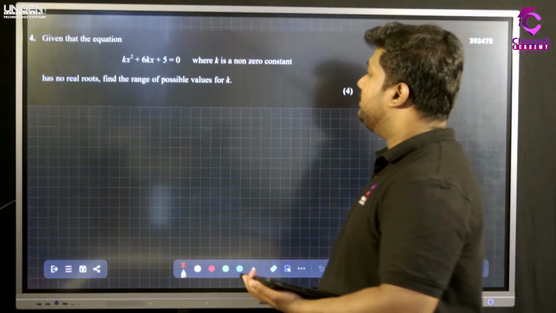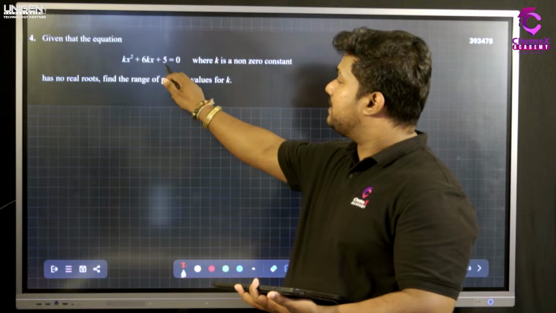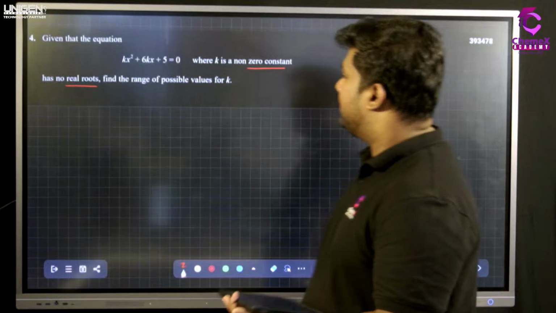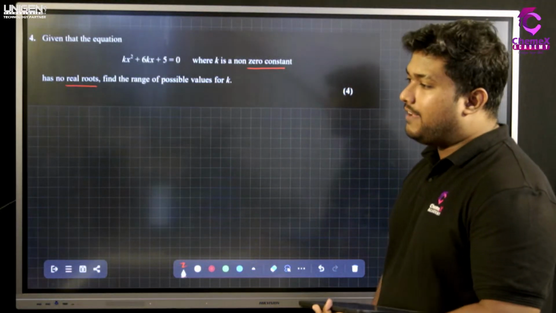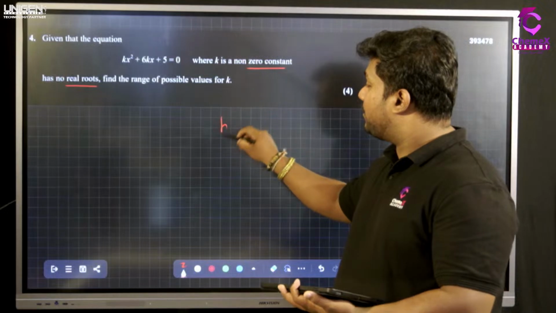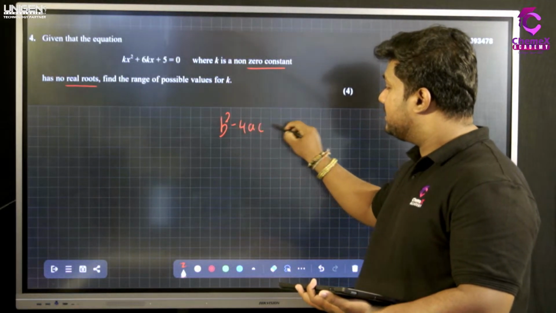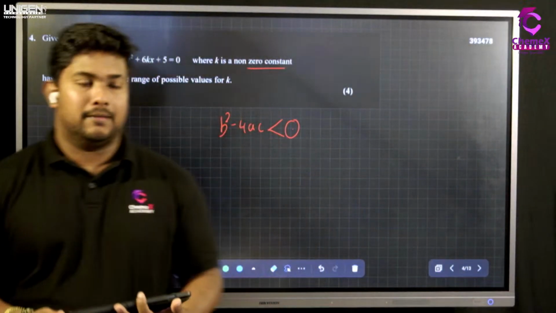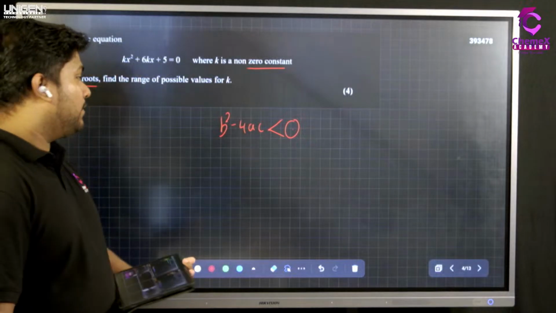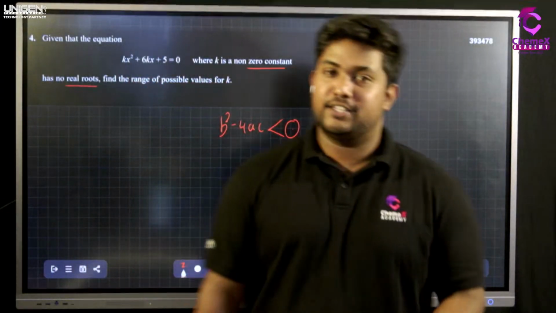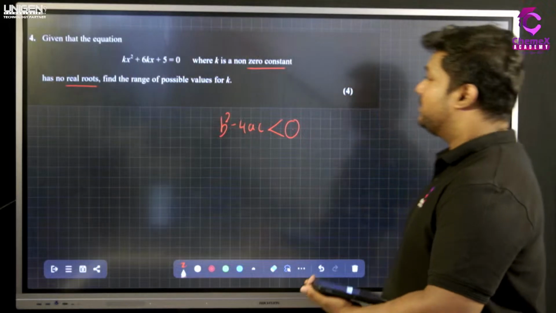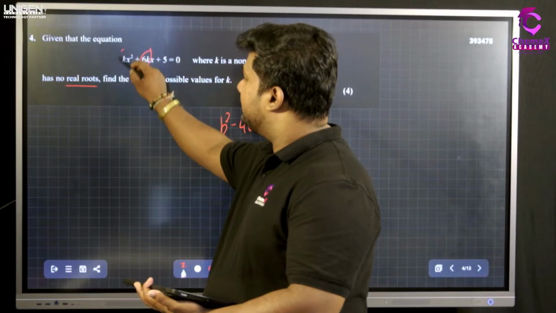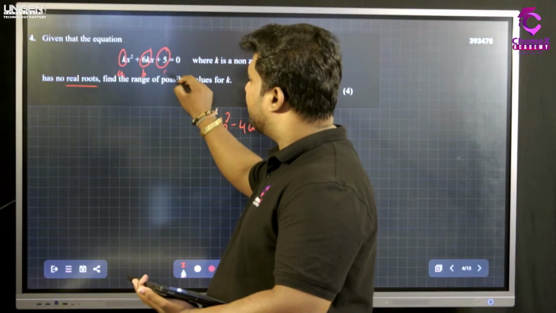So in the next question, x squared plus 6kx plus 5, where k is a non-zero constant, has no real roots. Find the range of k. So if it doesn't have any real root, you know, b squared minus 4ac is less than 0. Can you remember that or no? b squared minus 4ac should be less than 0 because it's negative. So inside the root you can't have a negative in the quadratic equation. So no real roots. Then what is b in this? b is going to be that, a is going to be that, and c is going to be this.